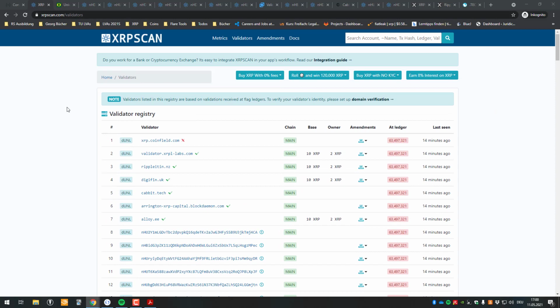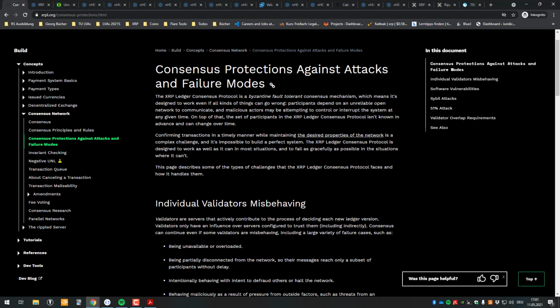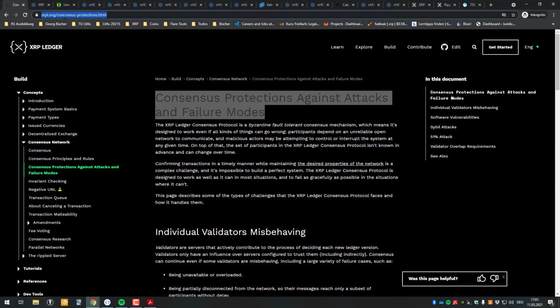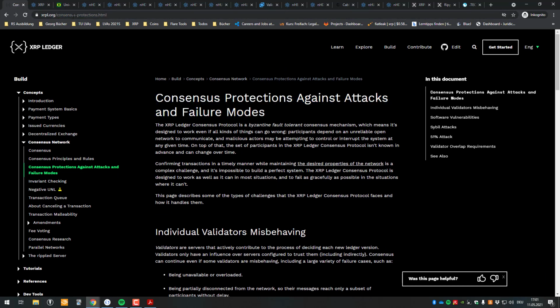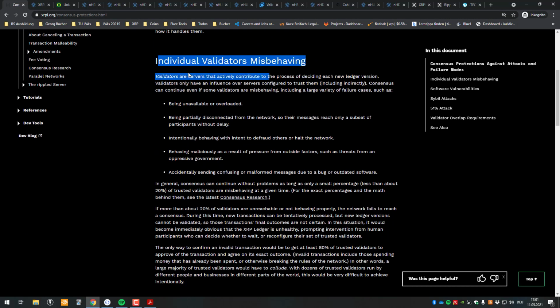So now let's go to the attack vectors, because it's great. There's all the information out there. They're publishing it on their website, xrpl.org/consensus protections, and they're going through all the things here. So for example, if certain validators are misbehaving, we can see here accidentally sending confusing malformed messages, or intentionally behaving with intent to defraud. So for example, sending faulty transactions, or they're trying to spam them, we can block it.